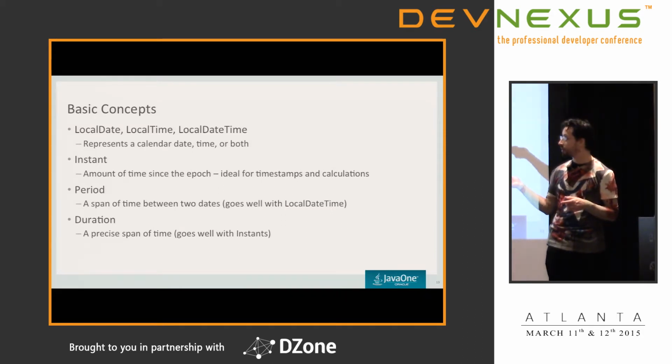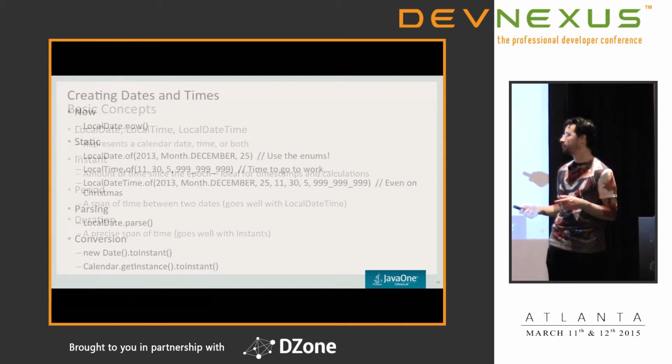So they actually thought this through quite well. It replaces the old Date classes, it replaces the old Calendar classes. There's actually no reason you should use the old date and time APIs. And there's even methods to convert from the old date and time APIs into the new ones.